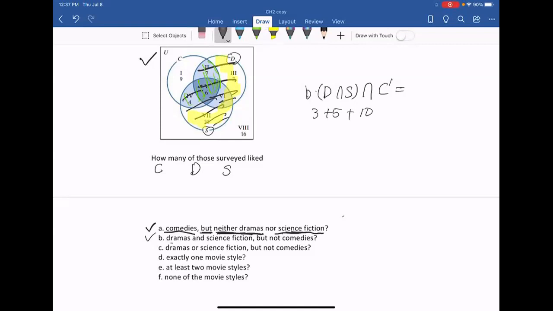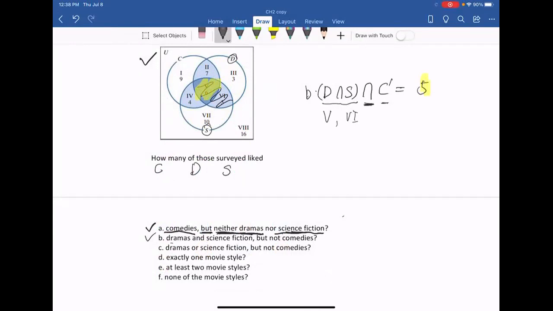Oh, I made a mistake. Here, look. Drama and science, read the question. What's the area of this? Drama and science fiction is in this region, so this is region 5 and region 6. We need to intersect the complement set of C, so I need to deduct this part. The only region I have left is region 6, which is 5.